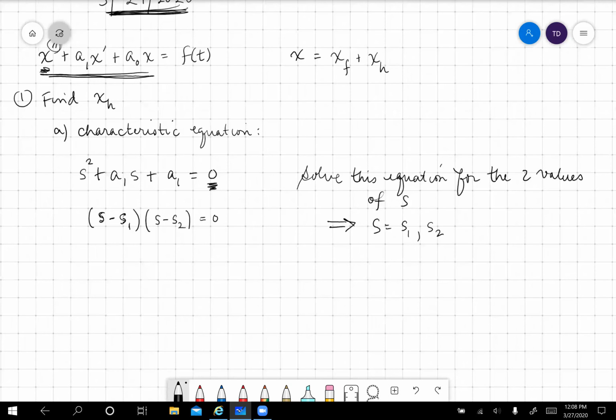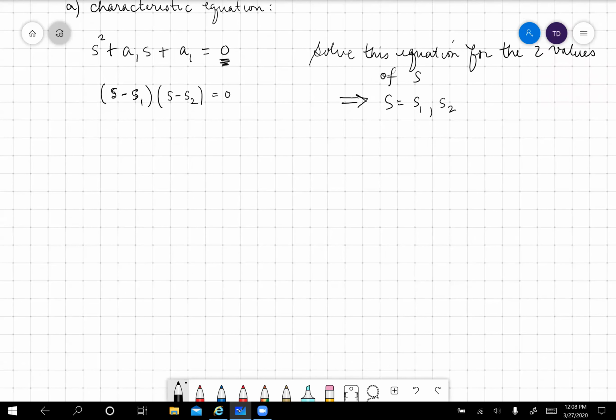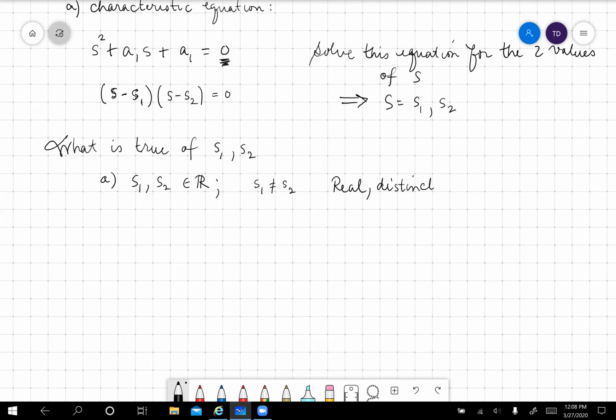Then what we have to do is look at, of those two values of S, what is true of S1 and S2? So it's going to be one of the following three things. A, S1 and S2 are both real numbers, but they're not equal to each other. So we call it real and distinct. I'll write these things down again. So this is real and distinct roots. And we call this case the overdamped case, even though it doesn't make any sense. This is the overdamped case. And I mistakenly wrote critically damped on this yesterday. So that could be one situation.